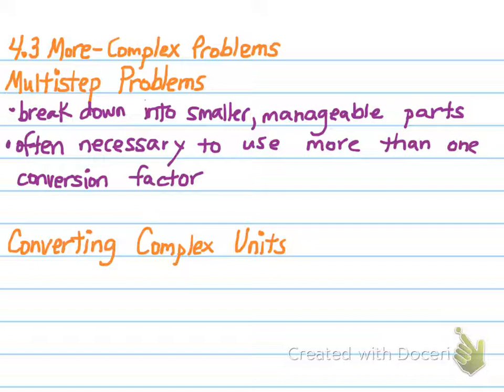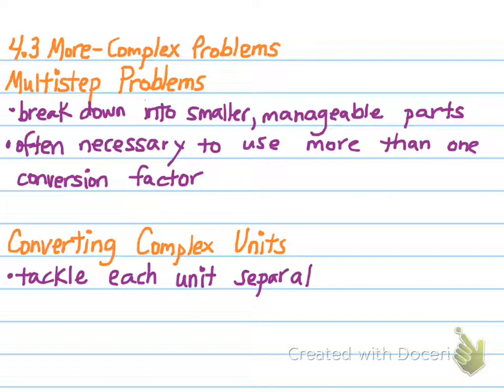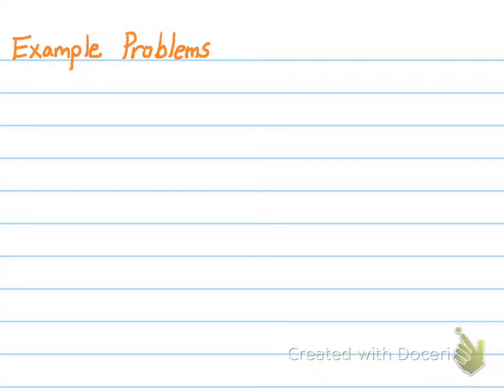Some of these problems are going to require you to convert more complex units, in which case you're going to approach each unit separately. And one of the things that's nice about that is that when you're multiplying and dividing, the order doesn't matter. It doesn't matter which unit you choose to tackle first. You can tackle a unit first, and your friend could tackle a different unit first. You'll still end up with the same answer at the end. So we're actually just going to look at two example problems today.